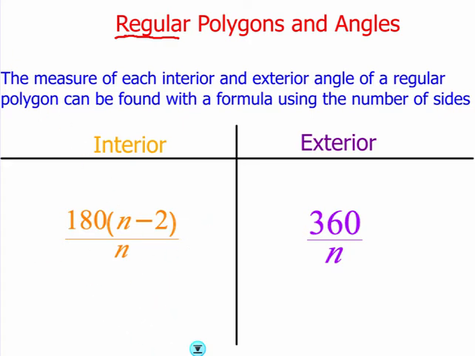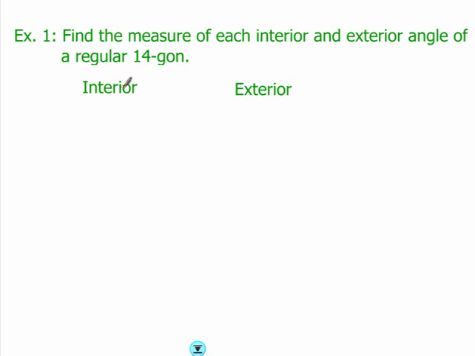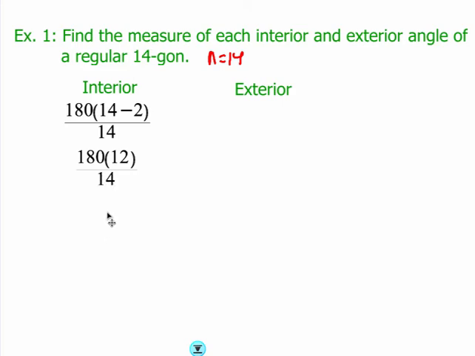So let's look at some examples. Example 1 says, find the measure of each interior and exterior angle of a regular 14-gon. This is fairly simple. I know my n equals 14. So all I need to do is plug that into each one of my formulas. For my interior angle, it's 180 times 14 minus 2, that's the angle sum, divided by 14, the number of angles. That's 180 times 12 over 14.